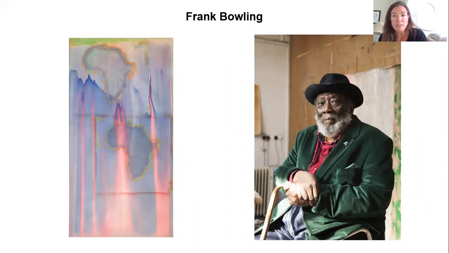Then we've got Frank Bowling. There he is on the right hand side of your screen. He must be well into his 80s by now. He lives, I think, between London and New York in America. This is one of his paintings. He had a huge retrospective of his work at the Tate last summer. Huge, enormous paintings, quite abstract. He plays around with the media. He pours paint down his canvases.